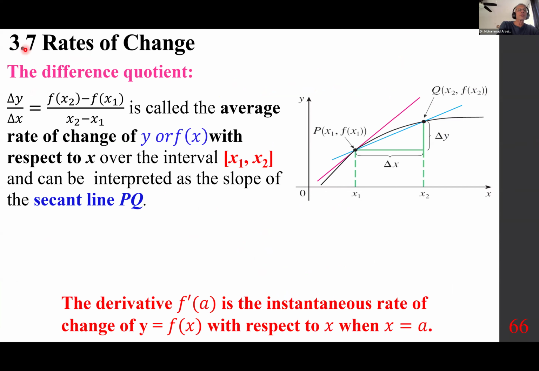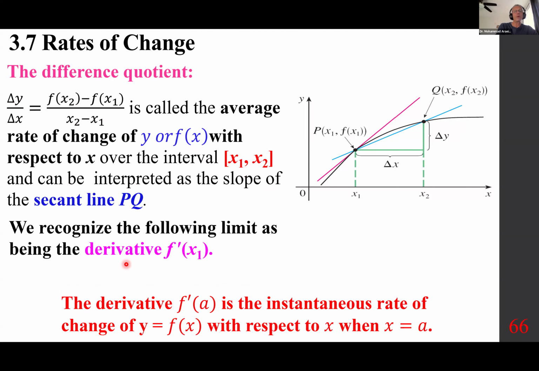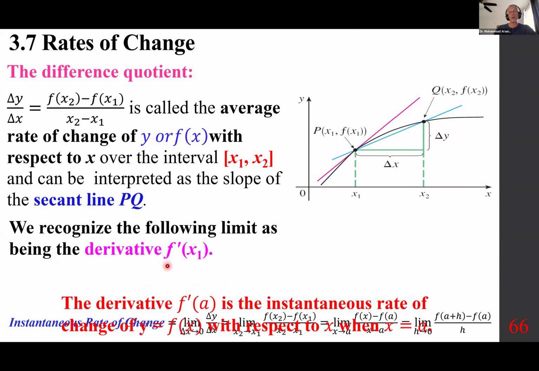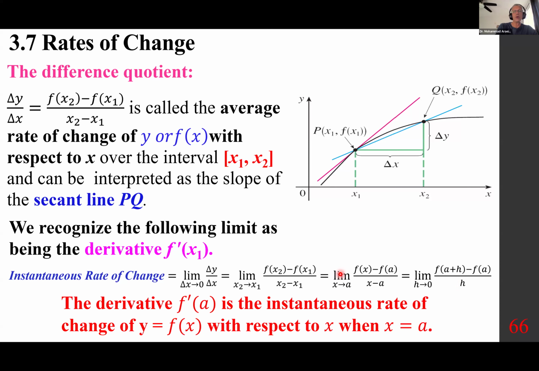And section 3.7, rates of change, the difference quotient. As you recall, the difference quotient refers to basically rise over run when 2 points are given. Delta y over delta x, or f of x sub 2 minus f of x sub 1 over x sub 2 minus x sub 1. So you have 2 points, which, if you happen to have a curve, gives you a secant line. It's called the average rate of change of y, or f of x, with respect to x, over the interval of x sub 1 to x sub 2, and can be interpreted as the slope of the secant line. We already know that. We recognize the following limit as being the derivative, f prime, okay? Again, reminding you of all of this that we have already discussed.